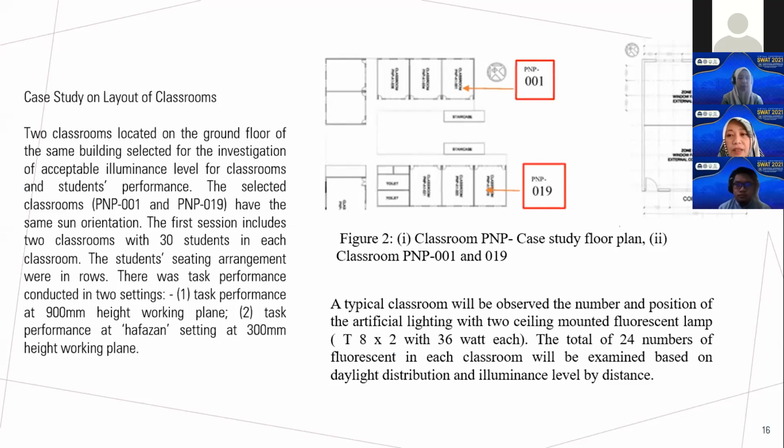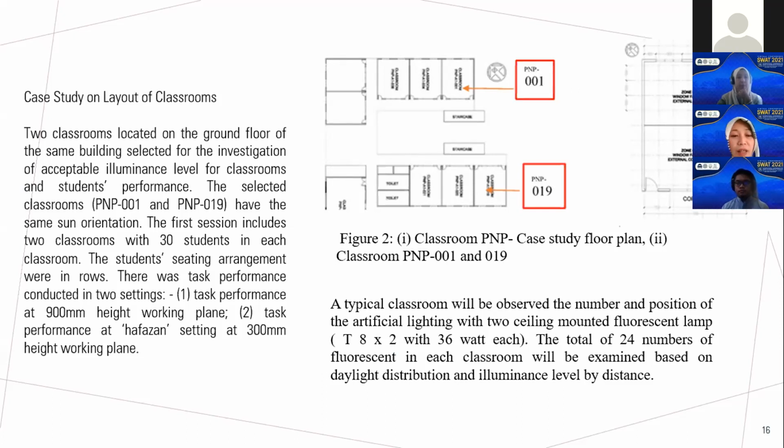And this area is for the students exercising their reading task and also their writing task. In this typical room, we observed the physical condition of the room. We can see there is artificial lighting with 2 ceiling mounted fluorescent lamps, and also 24 numbers. At the same time, the first session includes 30 students in each classroom.